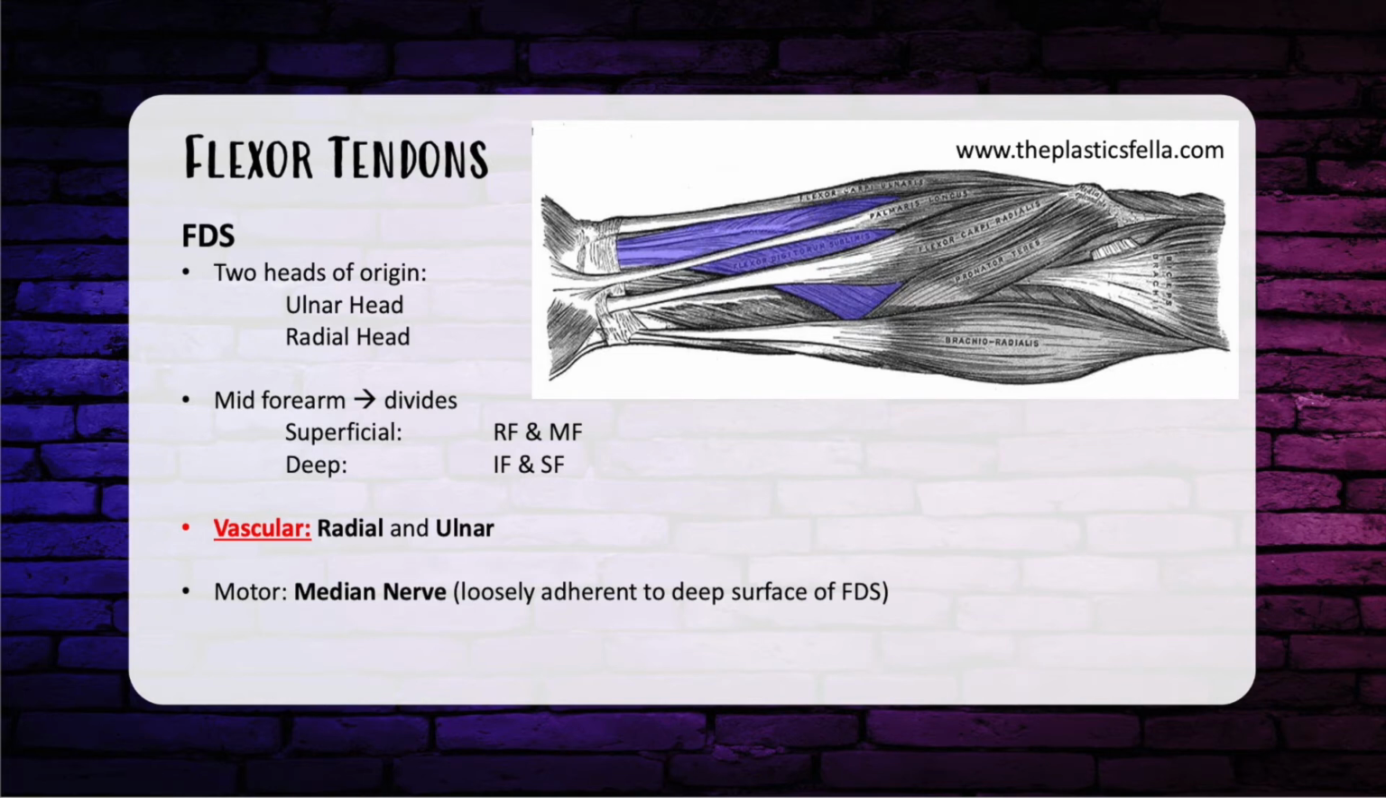The superficial consists of the ring finger and the middle finger, and the deep consists of the index finger and the small finger. The vascular supply is given by the radial and ulnar arteries, and the motor is given by the median nerve, and it's loosely adherent to the deep surface of the FDS. The FDS divides into two slips encircling the FDP tendon, first volar, then radial and ulnar, and then finally dorsal. The two portions reunite at Camper's chiasm and redivide before inserting onto the middle volar aspect of the middle phalanx.